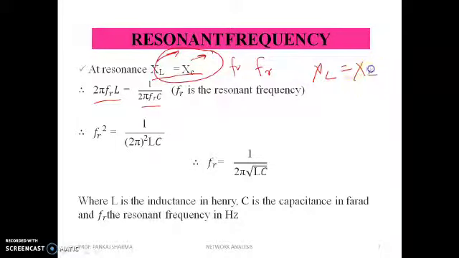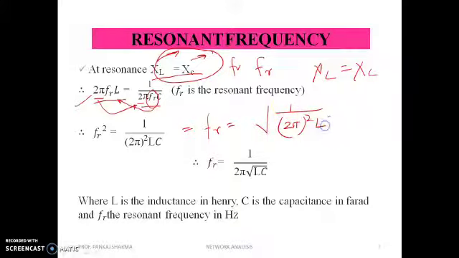XL is equal to XC. So write them in their original format. Bring FR to one side, cross multiplication. This will be FR square, and this will be 2 pi into 2 pi. Bring this 2 pi here, so it will be 2 pi whole square. 1 upon 2 pi whole square LC. So FR is equal to under root 1 upon 2 pi whole square into LC. So it is coming like this: FR is equal to 1 upon 2 pi under root LC. This is your resonant frequency.